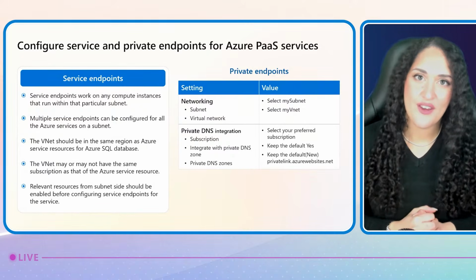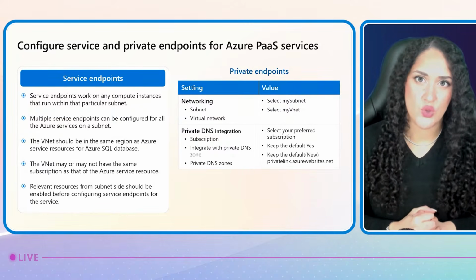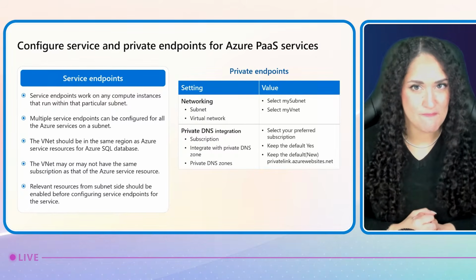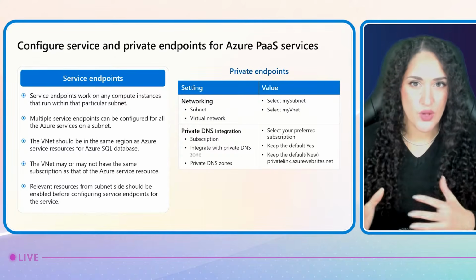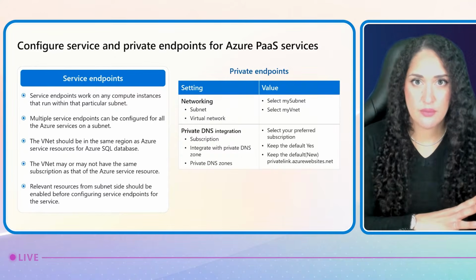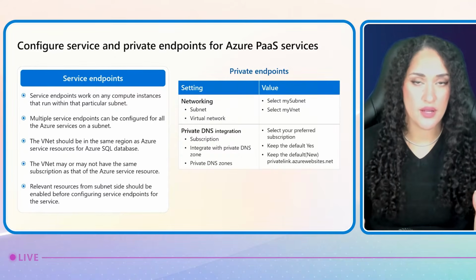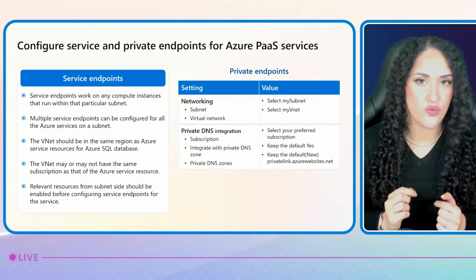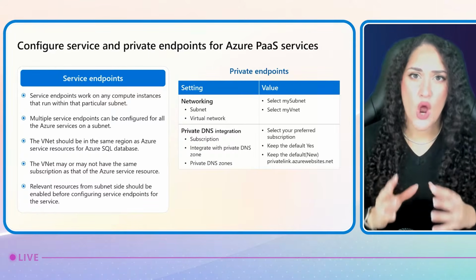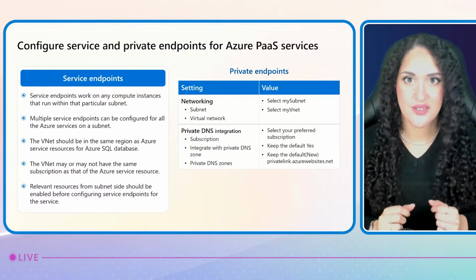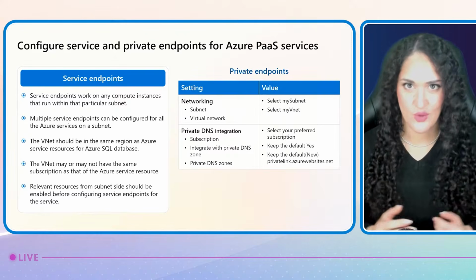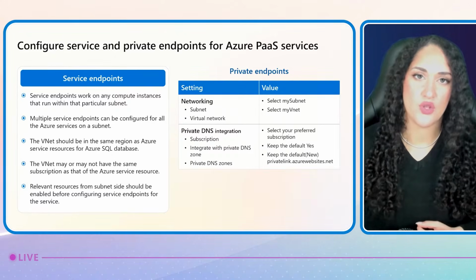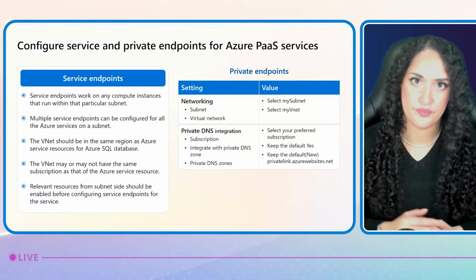Service endpoints and private endpoints both secure access to Azure Platform as a Service services, but they work very differently. Service endpoints route traffic over the Azure backbone and apply to all compute instances in the subnet, while private endpoints create a private IP in your VNet for the service. For the exam, know the configuration details, when to use each type, and their restrictions. This might be combined with many other topics and services on the exam.